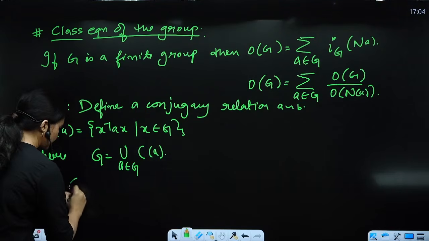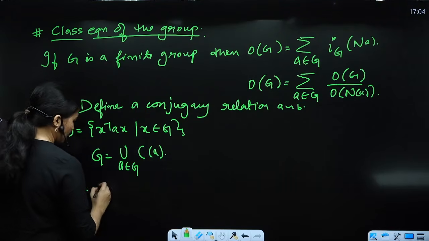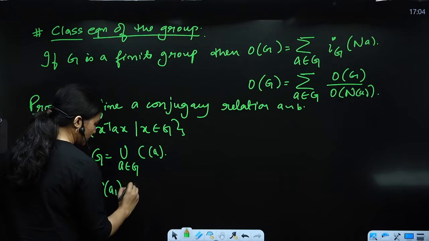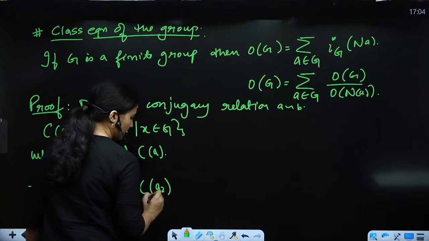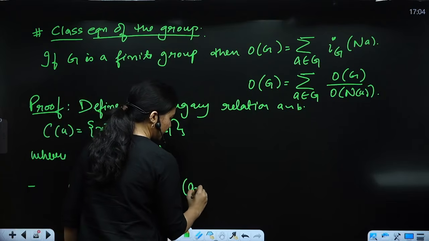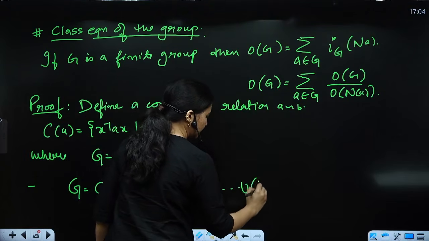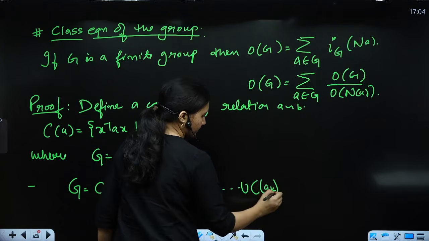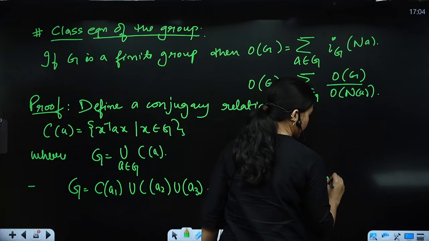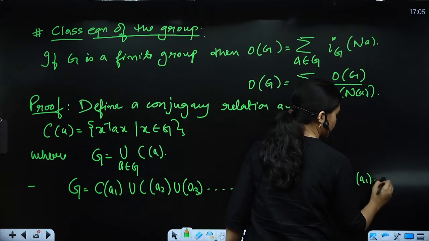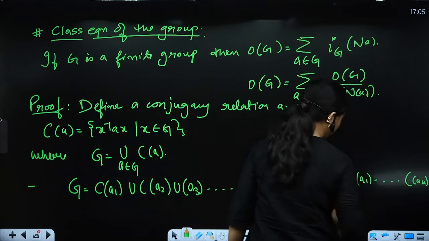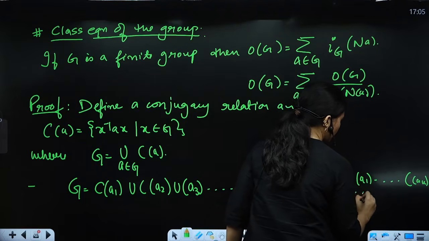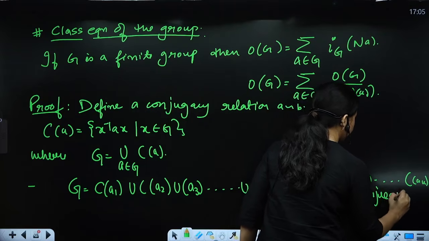Let's write it in the expanded form. So G equals C of A1 union C of A2 union C of A3 union up to C of AK, where C of A1 till C of AK are disjoint conjugacy classes, right?